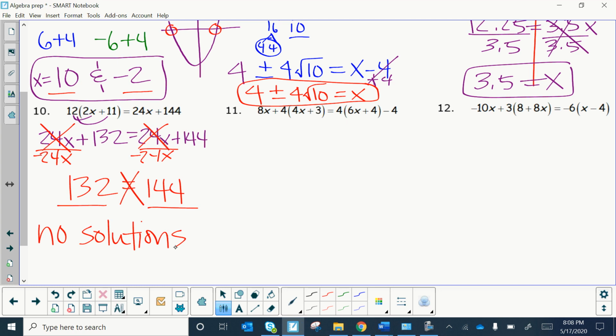Okay? So when that sentence is not true, that means you have no solution. So no matter what x value you plug in, it will not work out. Okay. All right, let's take a look at this next one.